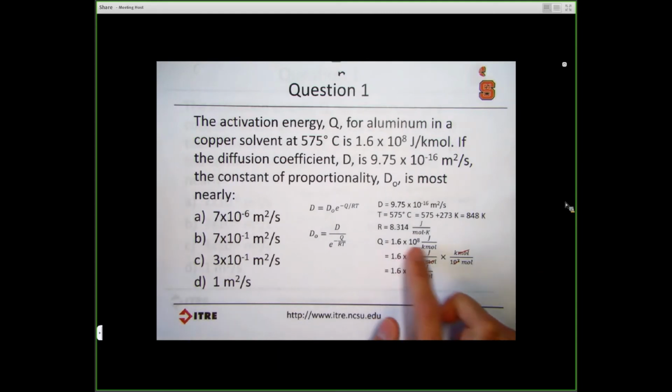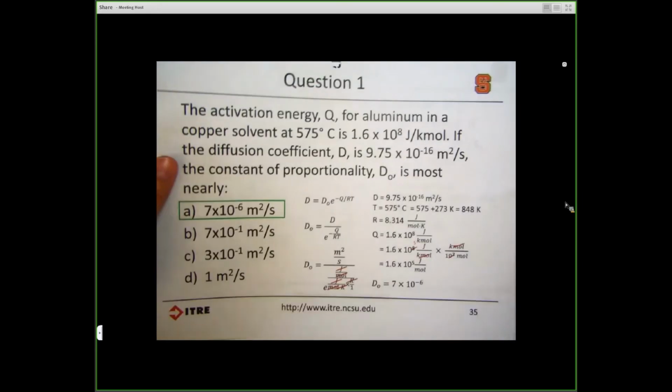So Q is this 1.6 times 10 to the 8th. I know that there's 10 to the 3 moles in a kilomole, so I'm going to reduce that, and it becomes 1.6 times 10 to the 5th for Q. And then I can plug that into my equation. And when I do that, I just want to make sure that all my units are going to cancel out.